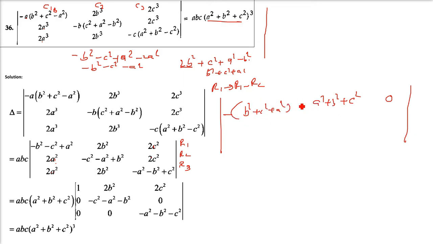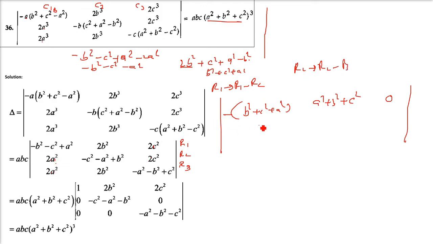b square plus c square plus a square, you are taking common from the first row. I hope you got the idea, because one factor of a square plus b square plus c square we will get from here. Now row 1 is row 1 minus row 2. Now what we can do is, row 2 we are changing to row 2 minus row 3.